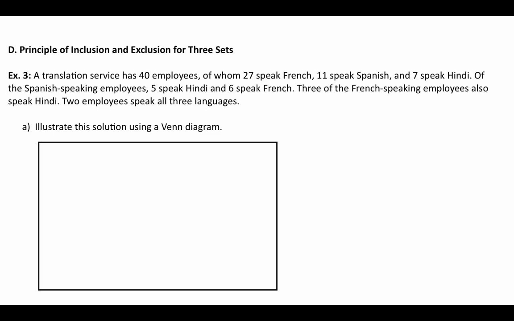Okay, so let's say we have a translation service. They have 40 employees. So they've given us the universal set, of whom 27 speak French, 11 speak Spanish, 7 speak Hindi. Of the Spanish-speaking employees, 5 of them speak Hindi and 6 of them speak French. 3 of the French-speaking employees also speak Hindi, and 2 employees out of these 40 speak all 3 languages.